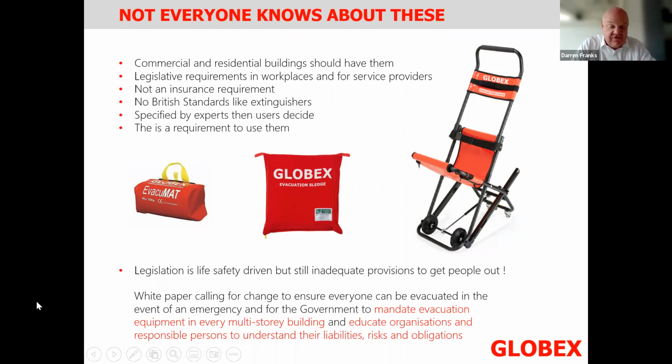And again, not teaching anyone to suck eggs, legislation is life safety driven, not always property protection. Yet in a lot of cases, as hopefully this is highlighting as I'm going through it, there's inadequate provisions to get people out, which legislation is all about, life safety. So there does need to be a lot more.